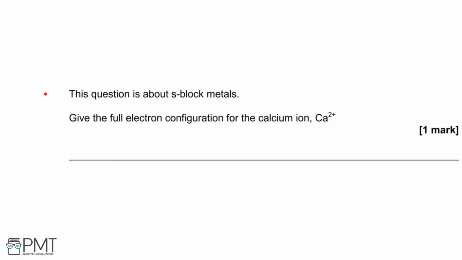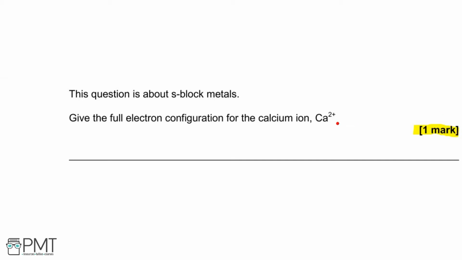This question is about S-block metals. Give the full electron configuration for the calcium ion Ca2+. This question is worth 1 mark, which means we only need to give that configuration. There doesn't need to be any explanation or justification about it.